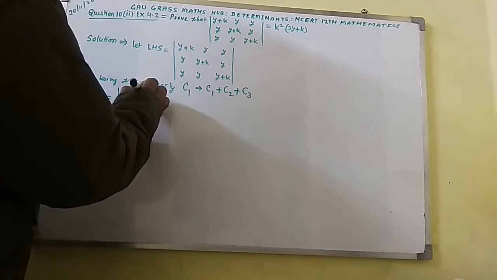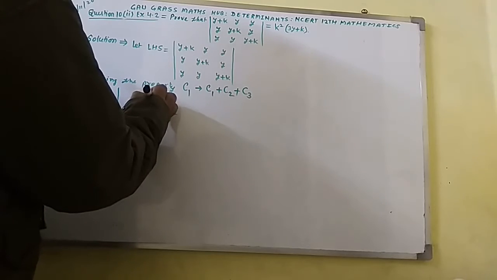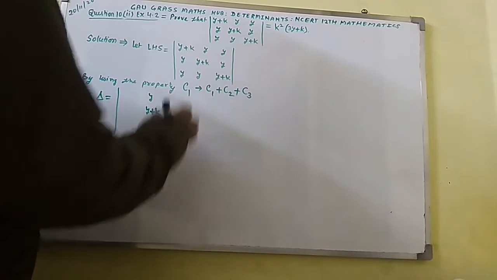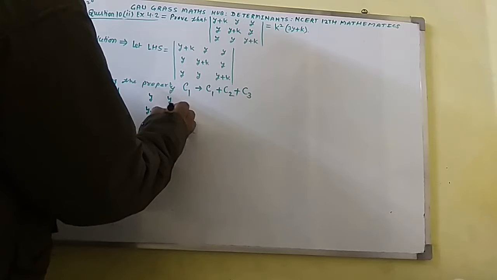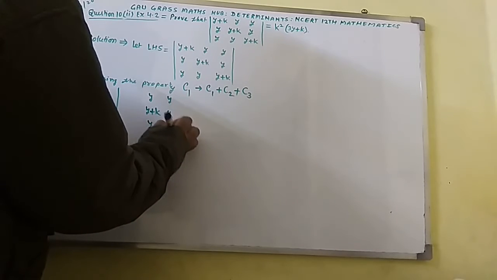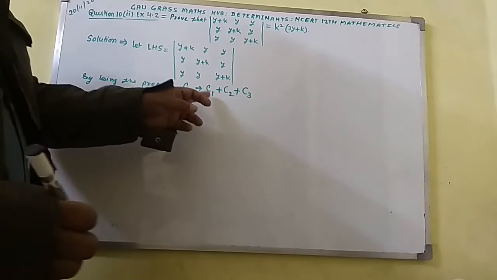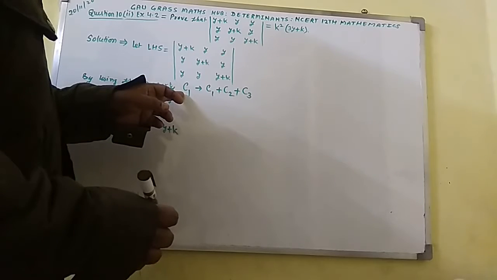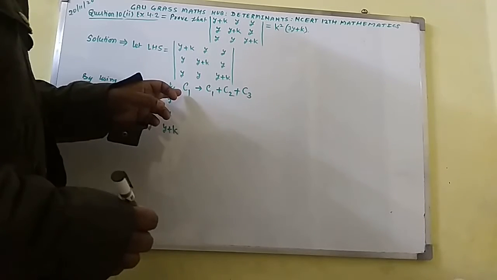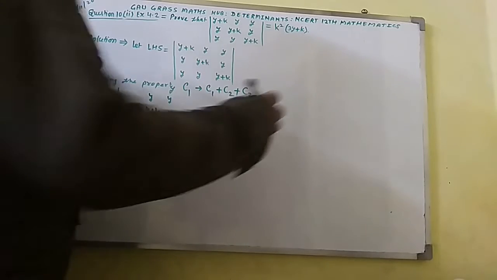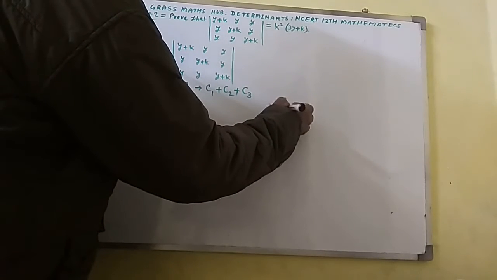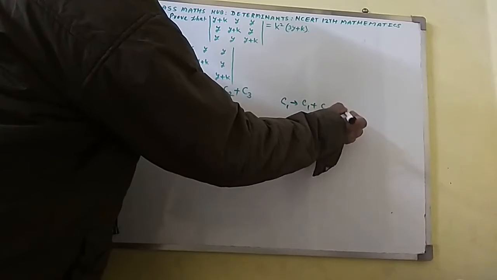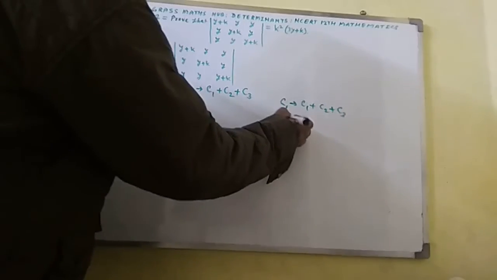So here I shall write second column y, y plus k, y. Here I shall write third column y, y, y plus k. And changes will occur in the first column only, because here C1 goes to. This means that changes will occur only in the first column. Let us see what changes occur. Here write C1 goes to C1 plus C2 plus C3.